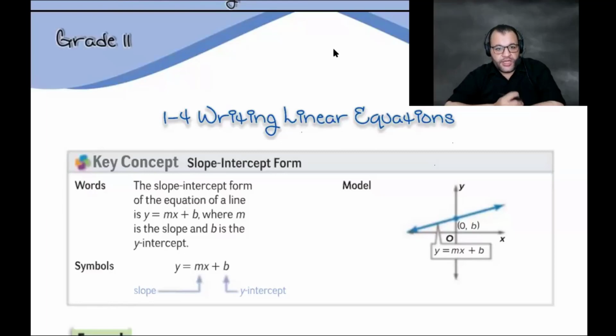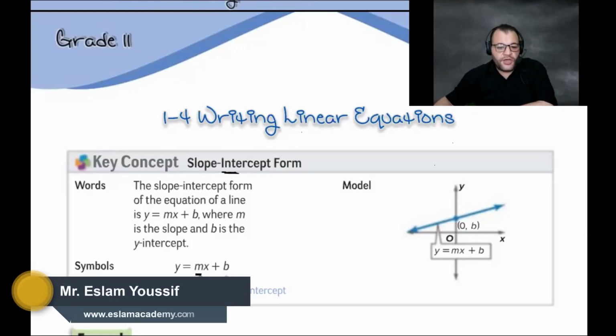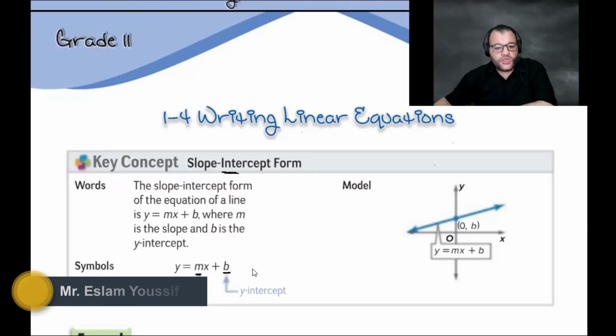One of the ways to write the linear equation is defined by the slope-intercept form. I think we finished this one in Algebra 1, but we will revise it also in Algebra 2. So what is the meaning of the slope-intercept form? We know that the slope is defined by the change of y over the change of x, and b is the y-intercept.